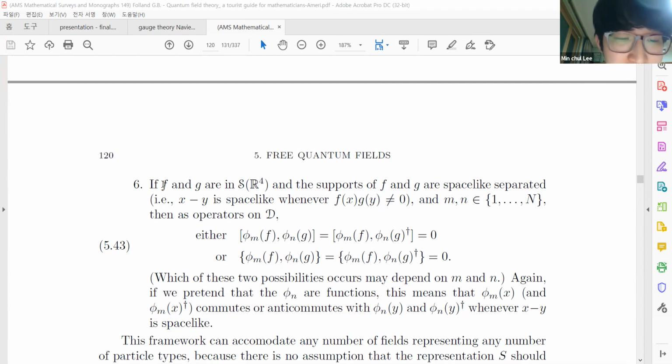Okay, let me clarify. This is the exact statement. I am not multiplying the distributions. If f and g are in the Schwartz space and the supports of f and g are spacelike separated, meaning that x minus y is spacelike whenever this is non-zero, and as operators on D, you notice that phi(f) is an operator.